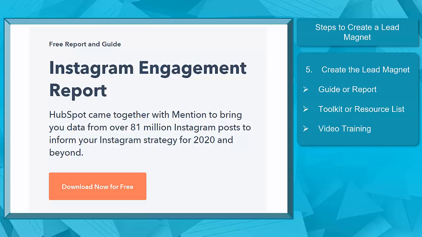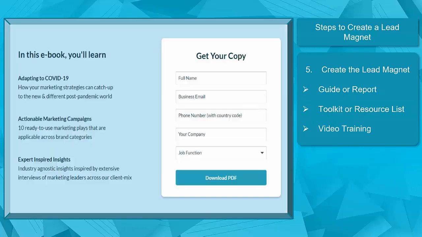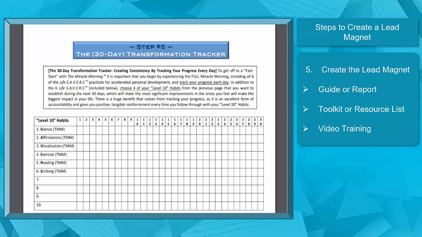Guide or report. A guide or report is the most simple lead magnet you can offer. Here's an example. This is an ebook that provides a guide for every marketer's campaign ideas during this pandemic. Next is the toolkit or resource list. Toolkits and resource lists supply a piece of reference material for them to use over and over. An example is Hal Elrod's Miracle Morning Toolkit.